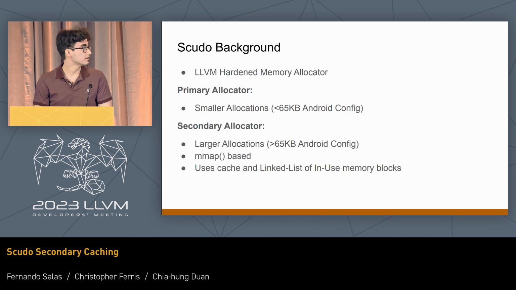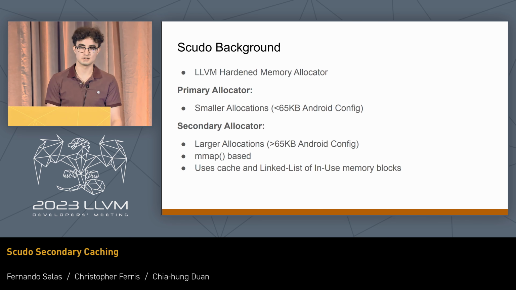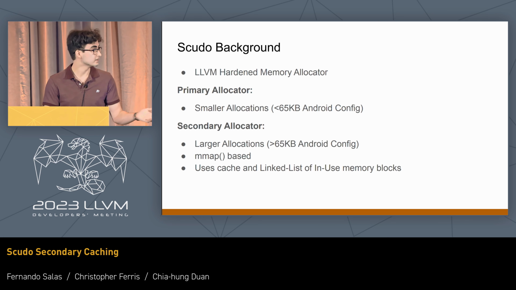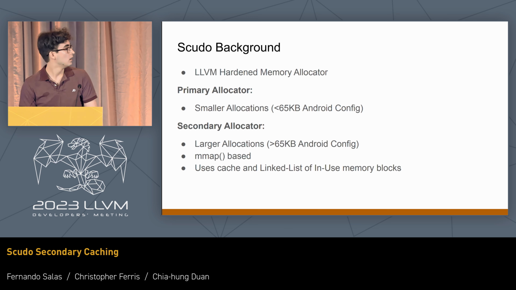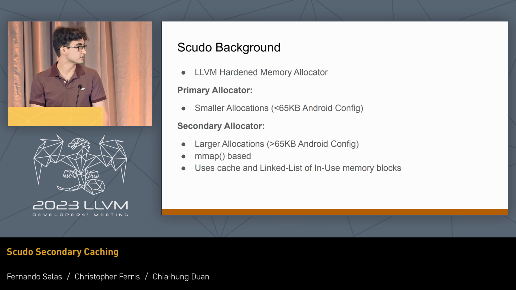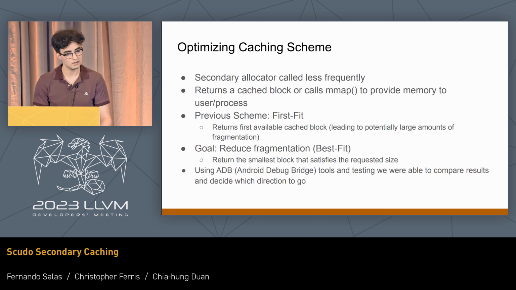Basically, a little bit of background. Scudo is LLVM's hardened memory allocator. It's split up into a primary and secondary allocator, one that deals with much smaller allocations and much larger allocations, depending on the configuration that's passed in. The secondary allocator is a memmap-based allocator, and it uses a cache, which is basically just an array and a linked list of in-use memory blocks.